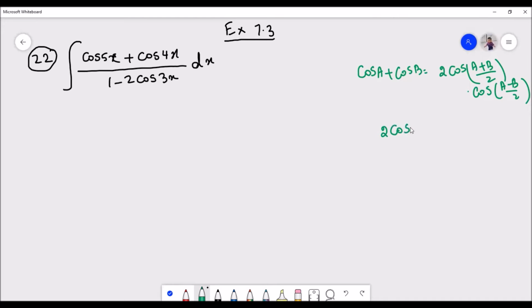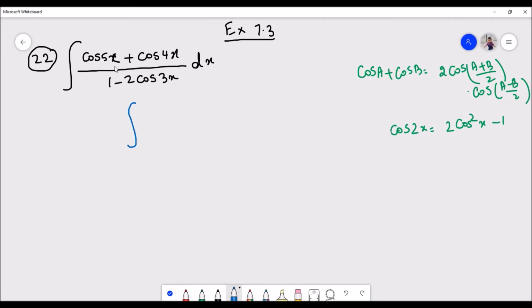So we have the cos 2x formula. Let me write it right here: cos 2x is equal to 2 cos square x minus 1. Now, let us substitute these formulae and see how the integral changes.